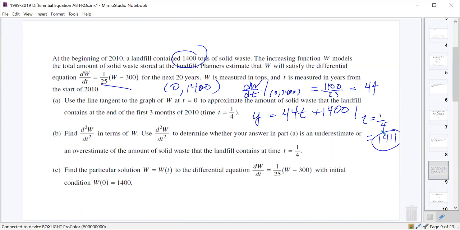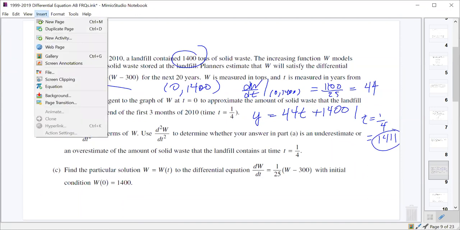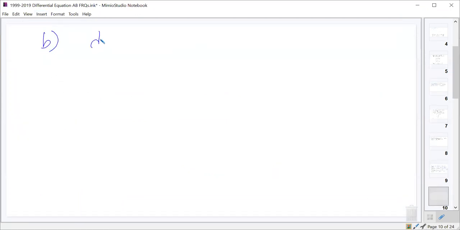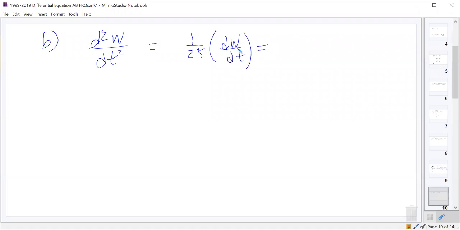Okay. Part B, find the second derivative and determine if our approximation was an under or overestimate. So finding the second derivative, let's do it on a new page. Part B, our second derivative, we know that it was 1/25th times w minus 300. So the 1/25th just stays out there, and then the w minus 300 differentiates to become dw dt, which when we replace the dw dt with the original dw dt, we end up with this. That sound good, everybody?